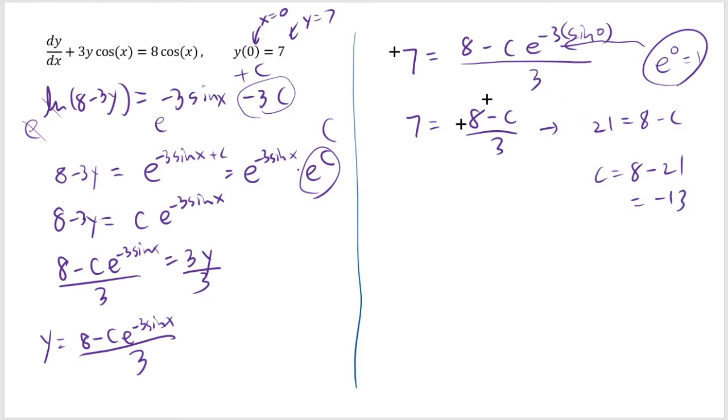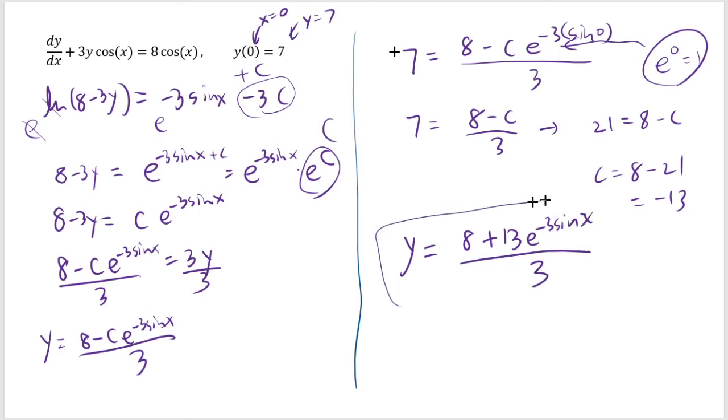So plugging that back into here, you end up with y equals (8 minus negative 13, that is, 8 plus 13) over 3. And that's the answer.